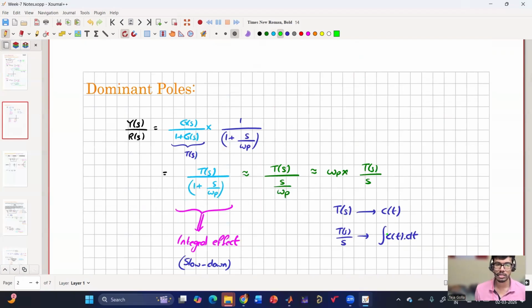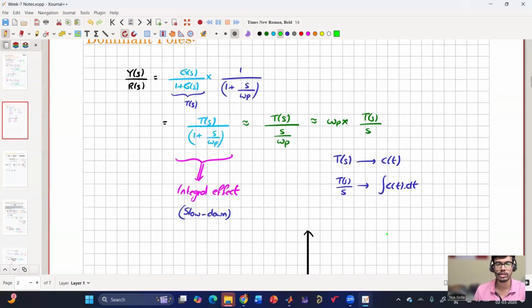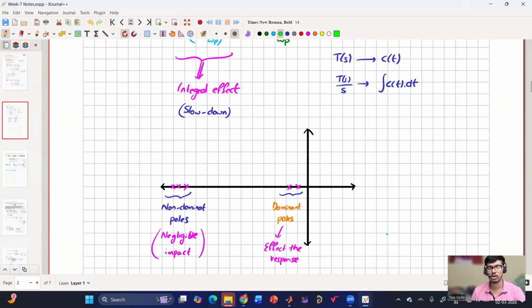And then we also discussed poles. Poles will have an integral effect, so it will slow down the response. If the poles are dominant, which means they are closer to the imaginary axis, then they will affect the transient response. Whereas if they are far away, they are non-dominant poles and will not have that much effect on the transient response.